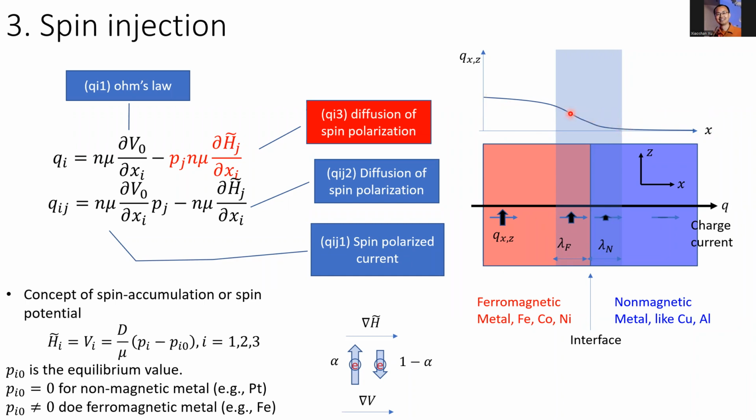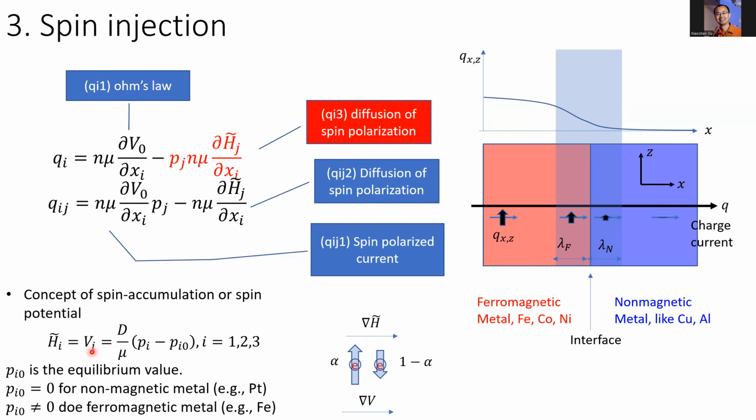The charge current, of course, is all the same, constant, going from one material to another. Now let's look at how we describe this phenomenon. Again, we have two equations. The first equation is the charge current, and we have the familiar Ohm's law, and this is something new. Here we introduce another concept called HJ.